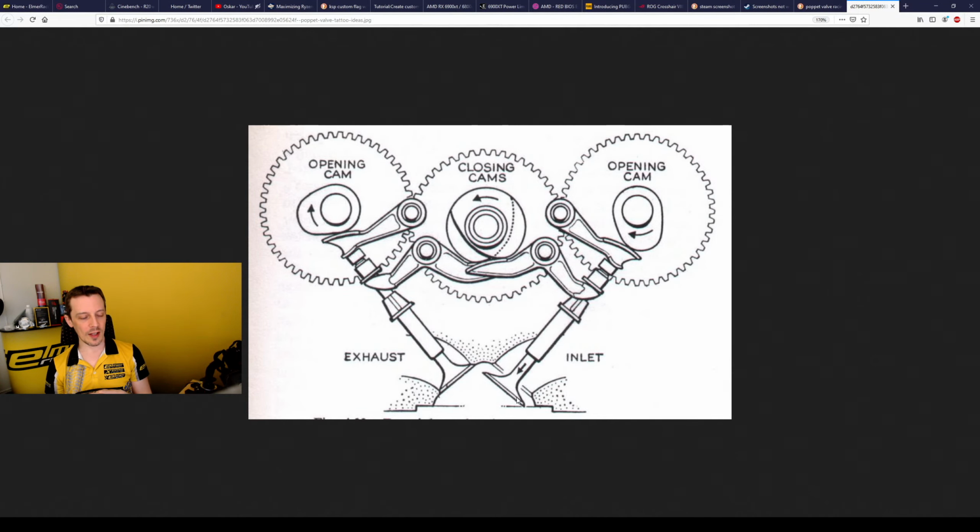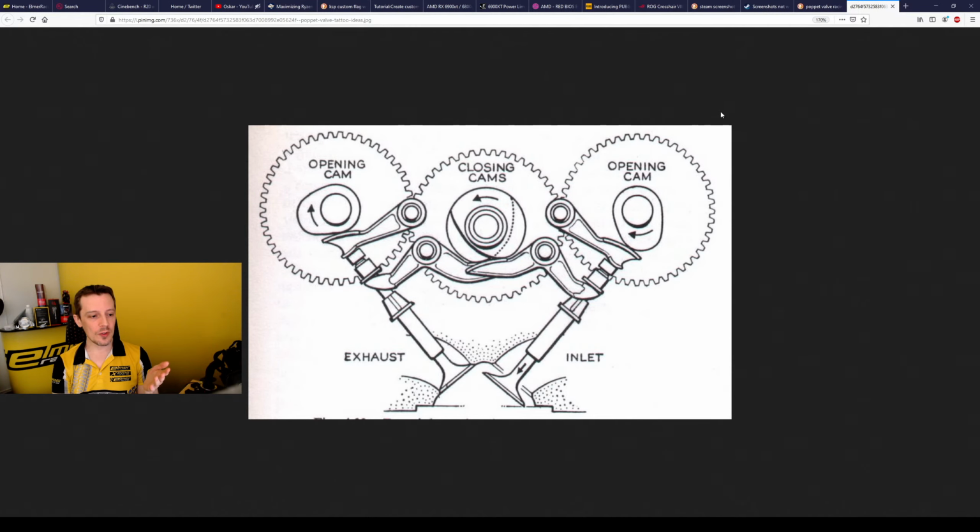I mean, you can never have a complete combustion. So yeah, having a really compact combustion shape is very beneficial with poppet valves. So that's one of the big benefits to that.